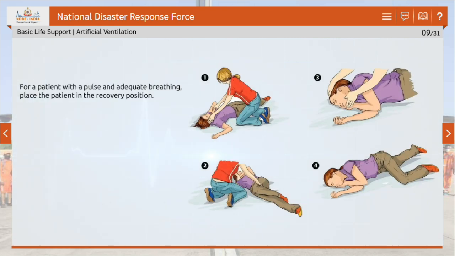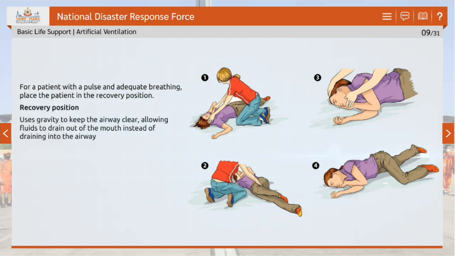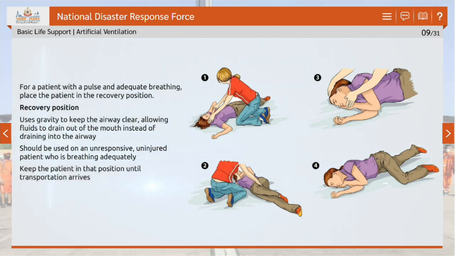For a patient with a pulse and adequate breathing, place the patient in the recovery position. This position uses gravity to keep the airway clear, allowing fluids to drain out of the mouth instead of draining into the airway. The recovery position should be used on an unresponsive, uninjured patient who is breathing adequately. Keep the patient in that position until transportation arrives. Do not move the patient into the recovery position if you suspect trauma or C-spine, that is, cervical spine injury.